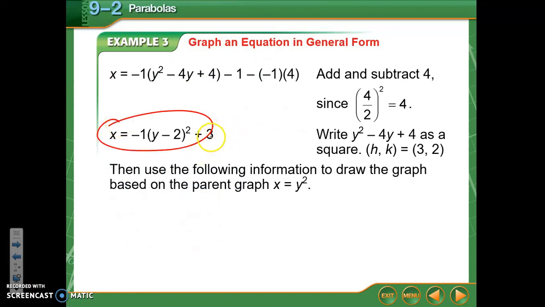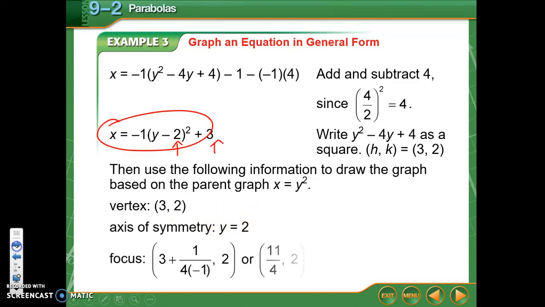That means my vertex is 3, 2. Remember that when it's x equals and the y is squared, my x value is out here and my y value is in here. So my vertex is 3, 2. Axis of symmetry is now a horizontal line, so it's y equals 2. The focus, which you get the equation from looking at that chart from the beginning: I take the x value of the vertex and add 1 over 4a, and then the y value stays the same. So that simplifies to 11/4, 2.